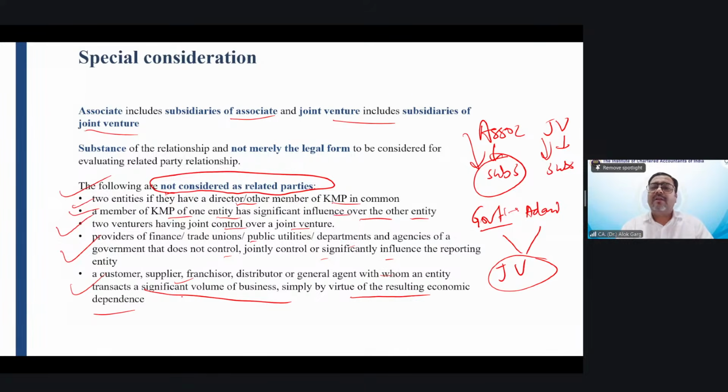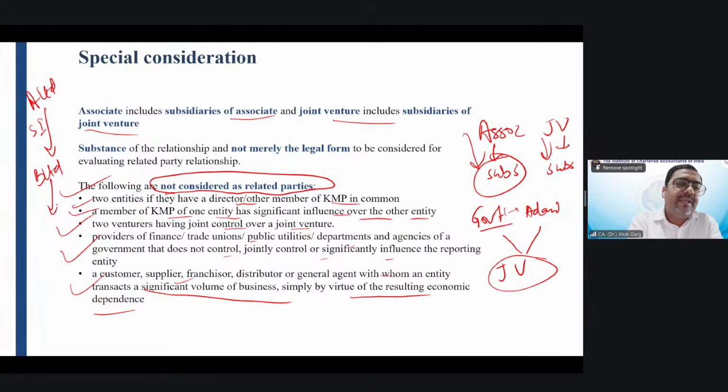Friends, what is meant by associate includes subsidiaries of the associate, and JV includes subsidiaries of the JVs. For example, A Limited has significant influence over B Limited, right? So who is B Limited? B Limited is an associate of A Limited. So B Limited is a related party to A Limited. And who is A Limited? A Limited is an investor in B Limited. So A and B are related parties. Okay. So B is an associate of A Limited.